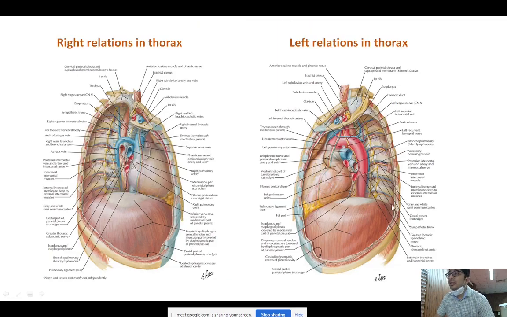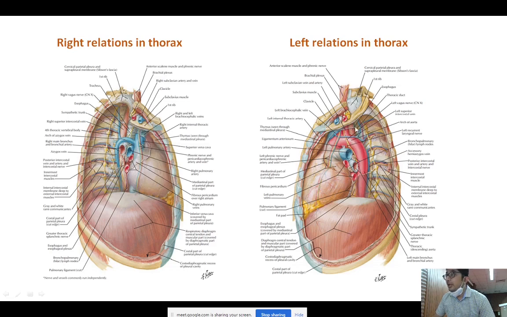Now the right and left side. This is the trachea. This nerve is the right vagus nerve. So it's the relation on the right side. What else? Arch of azygos vein. So vagus nerve, arch of azygos vein. These are the relations, and plus what will be here? The pleura. And on the left side, what will be there?